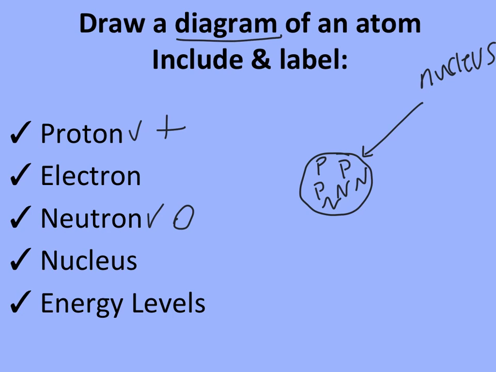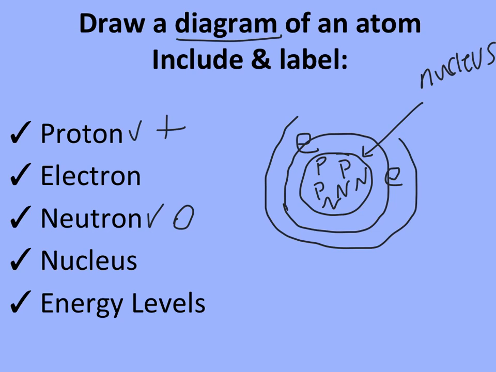Okay, and then around the nucleus is what we call energy levels. And these are rings that orbit around the nucleus. These are rings that contain electrons. The electrons flow around the center, or flow around the nucleus. Now, depending on the size of the atom and how many protons and neutrons and electrons it has, it may have more of these energy levels. The first one contains 2. The second energy level has 8.